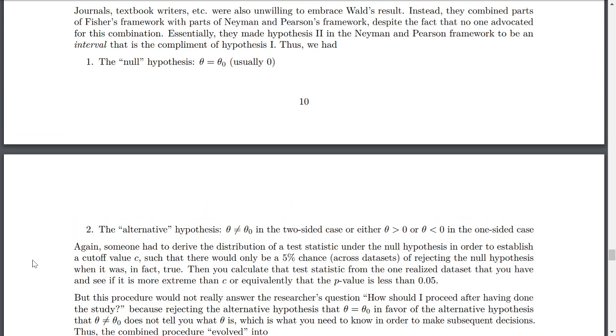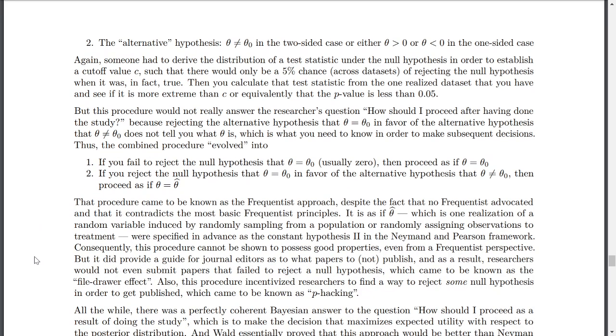So no one advocated that, but that by itself wouldn't have even really answered the research practitioner's question: how should I proceed after having done this study? Because if the researcher rejects the null hypothesis that theta is 0 in favor of the alternative hypothesis that theta is not 0, that would be completely insufficient to tell the researcher what to do, what to decide, how to act, what to conclude, etc. Because you need to know more than that something is not 0. You need to know what it is, or at least have some approximation of what it is.